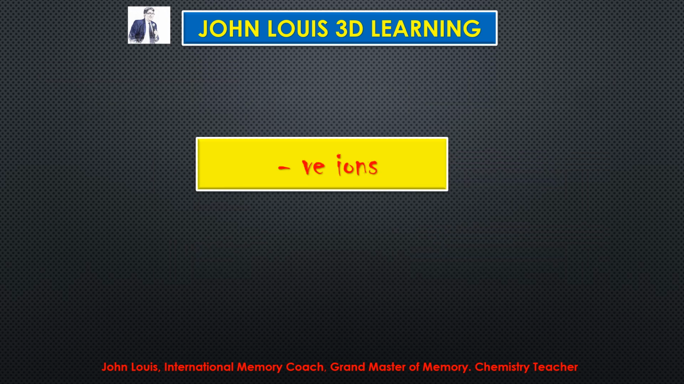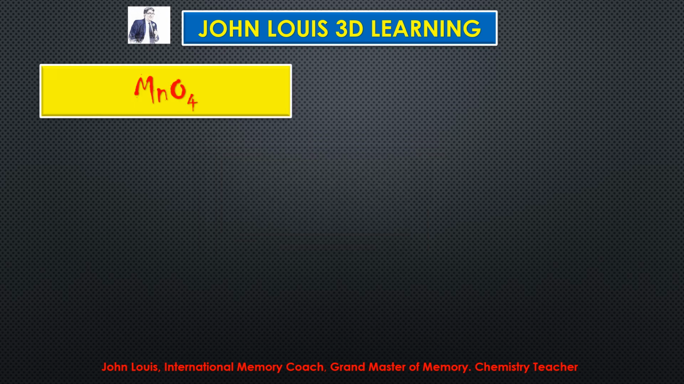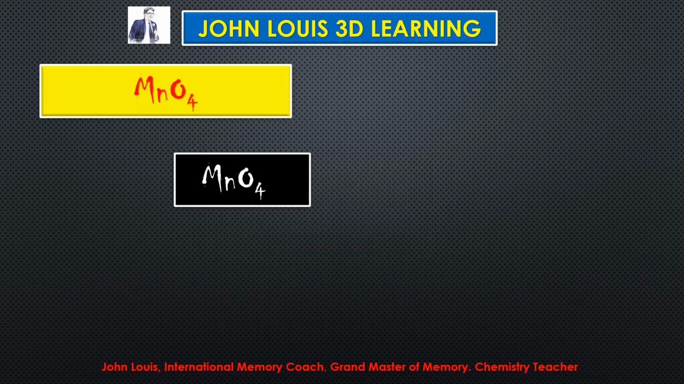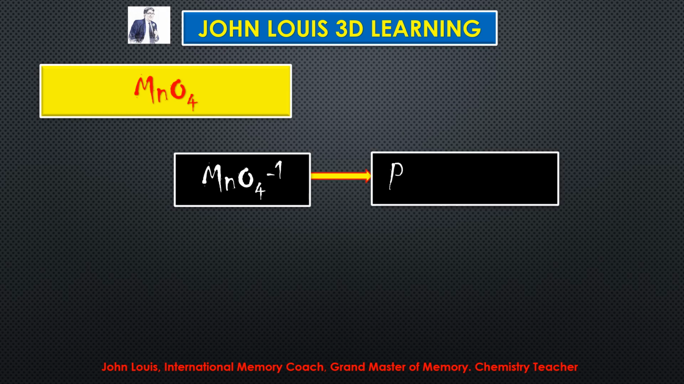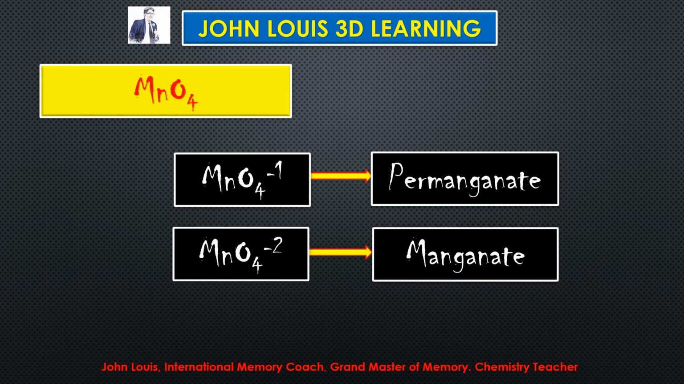And now let's move on to negative ions having variable valencies. Very few negative ions are having variable valencies. Let's see them very quickly. MnO4. So when the charge is minus 1, it is known as permanganate. Same formula, MnO4, when the charge is minus 2, then it is known as manganate. So MnO4, there are two charges, minus 1 and minus 2. When the charge is minus 1, it is known as permanganate. When the charge is minus 2, then it is known as manganate.